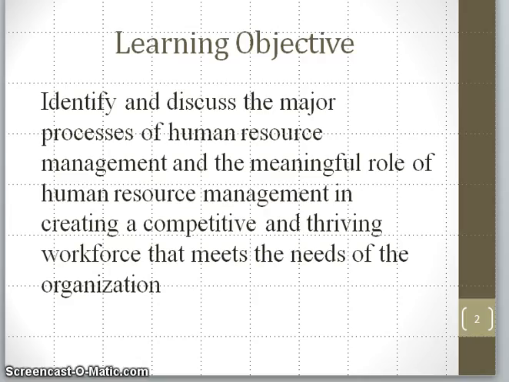the learning objective for human resource management that we're going to cover is to identify and discuss the major processes of human resource management and the meaningful role of human resource management in creating a competitive and thriving workforce that meets the needs of the organization.